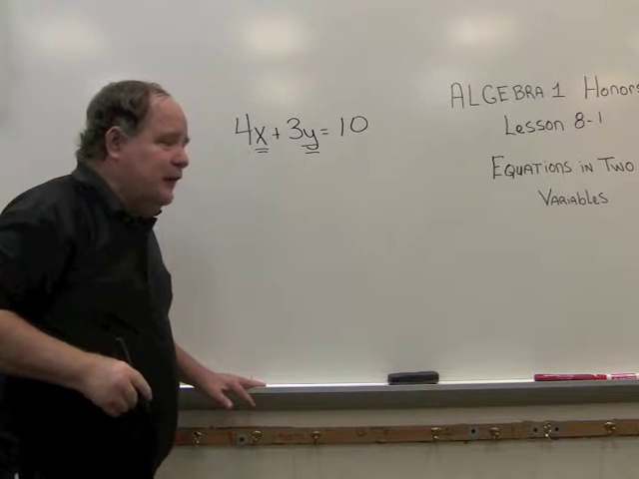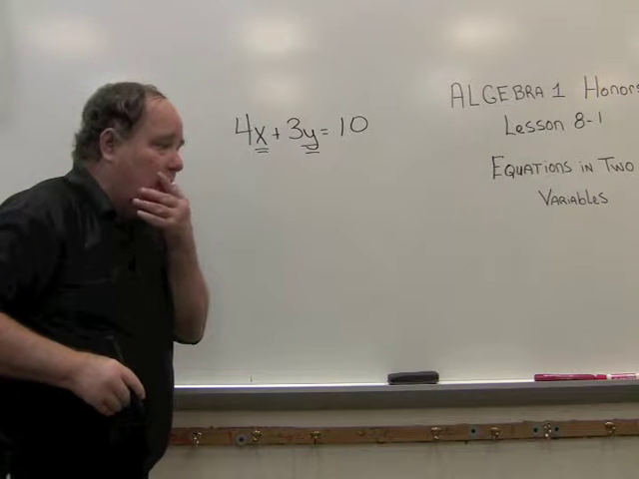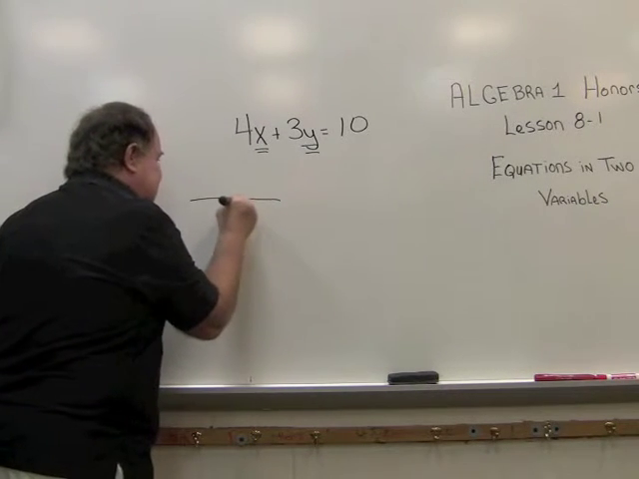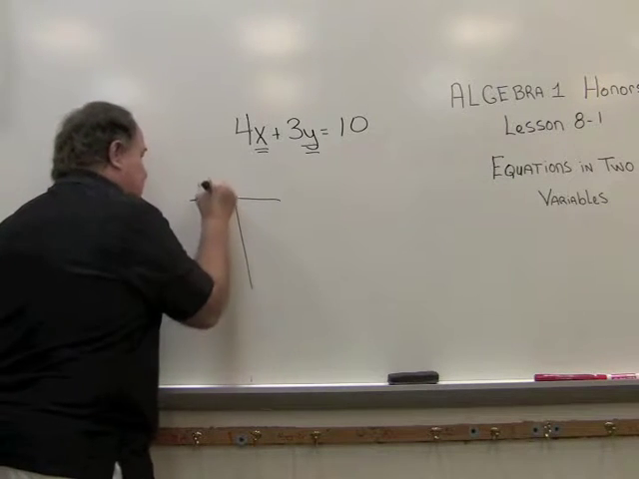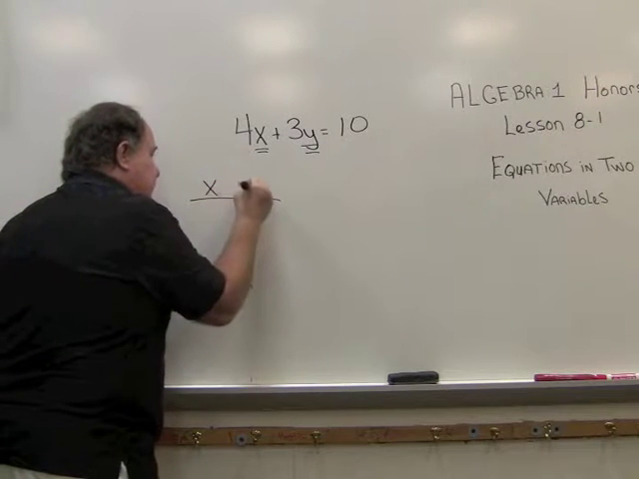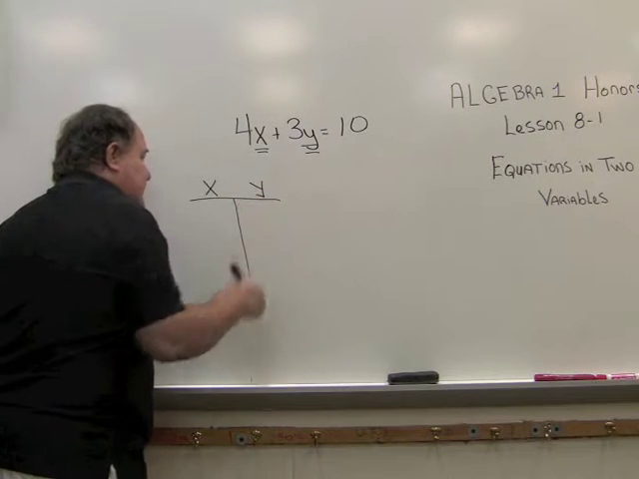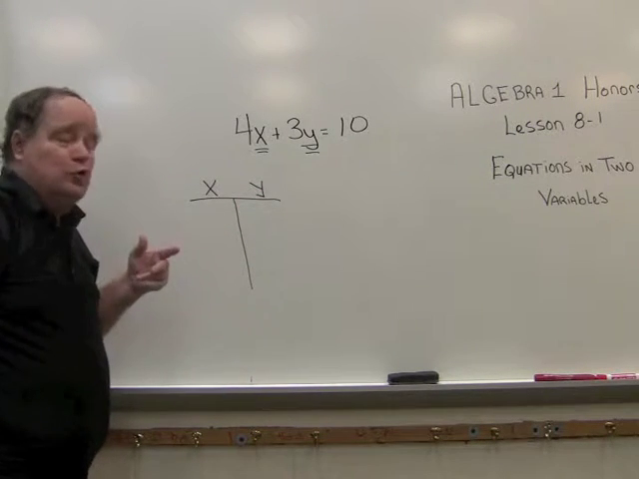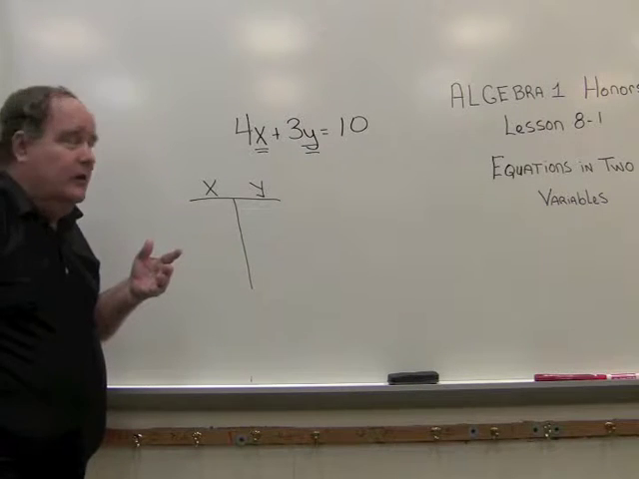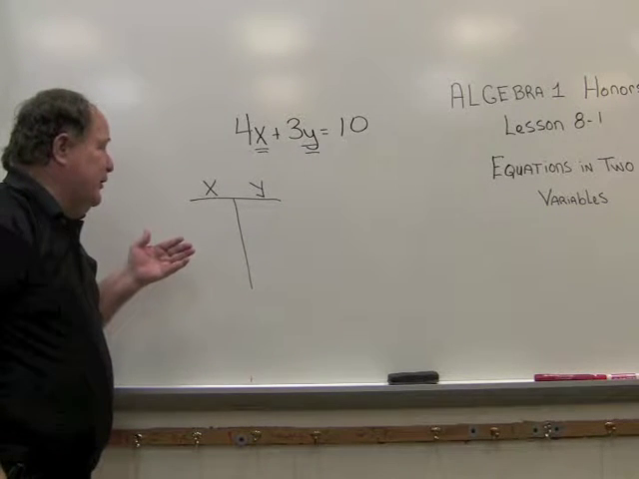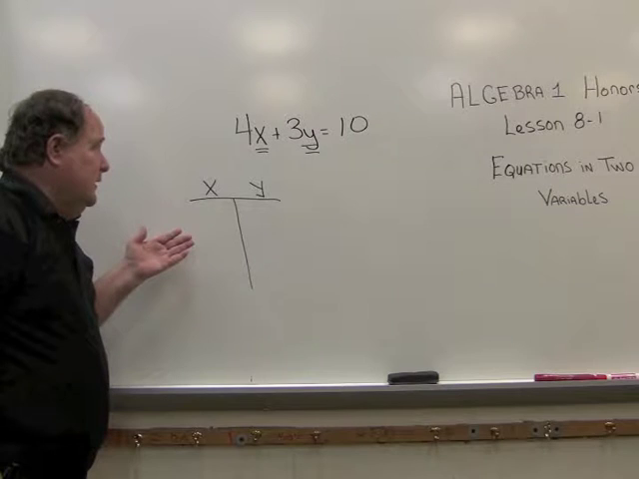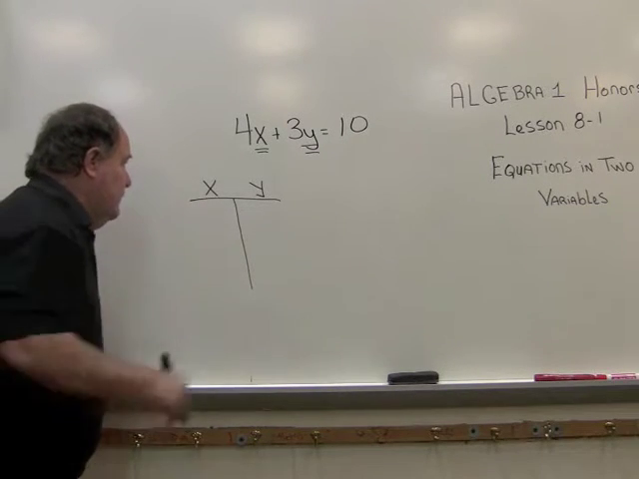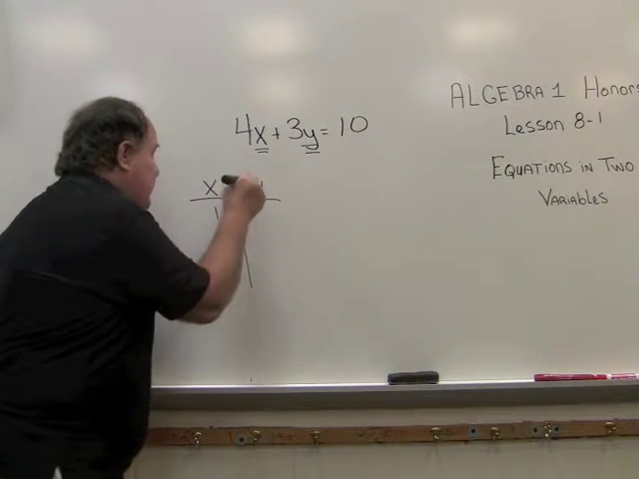Now to solve this, we're going to use what I call a table, and we're going to make our table like this. We're going to put our x values here, and we're going to put our y values here. Now, with our x values, we're going to randomly choose numbers. What is the easiest number to choose? It's 1.